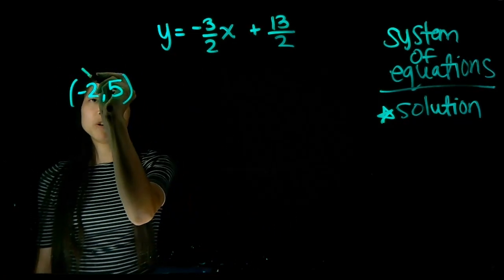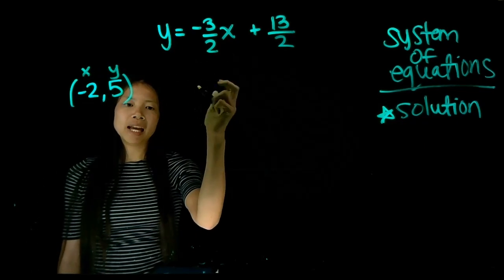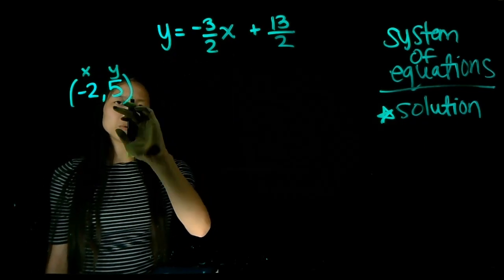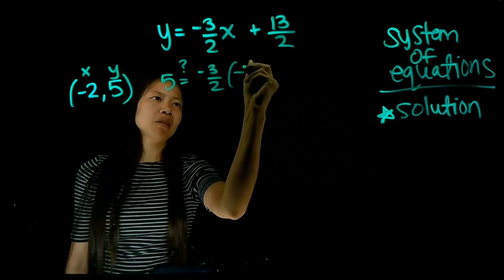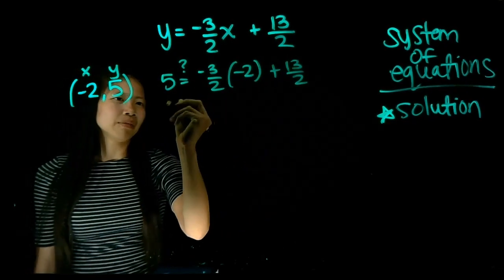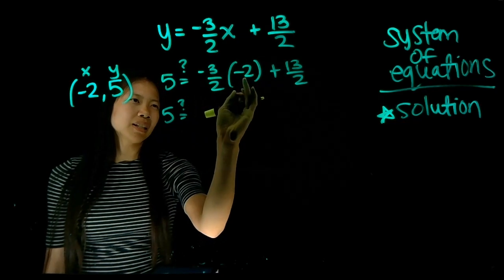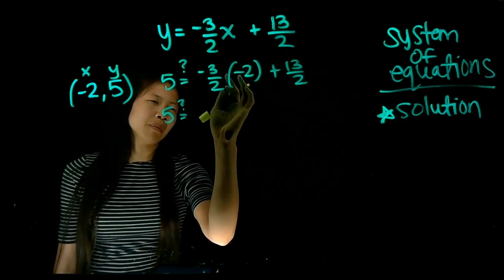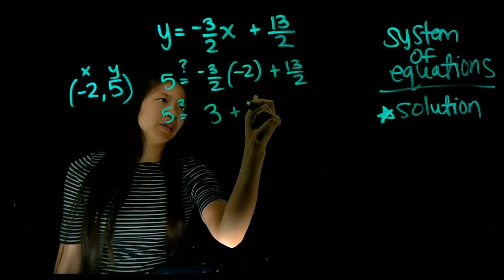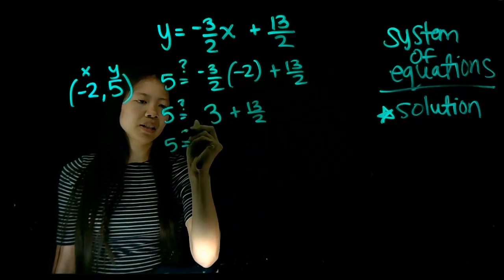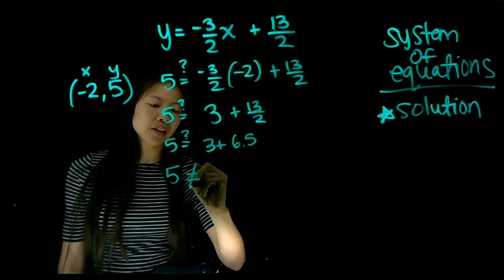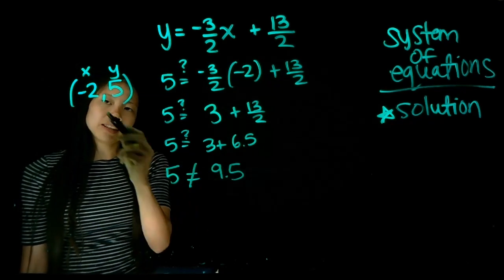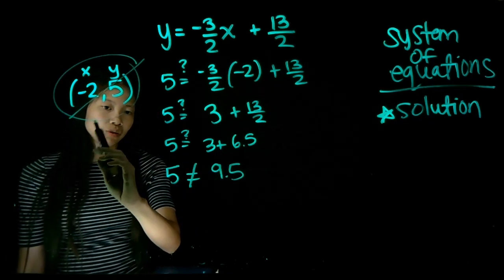I can swap out my x and y here for my x and y up here and see if the equation is true. So y, I'm going to swap out for 5. Does 5 equal -3/2 times my x value, -2, plus 13/2? Okay, if I simplify this other side, -3 times -2 over 2 is the same as +6/2, which is +3, plus 13/2. 13/2 is the same as 6.5. And so, no, 5 does not equal 9.5. And so I know that this point is not a solution to this equation.